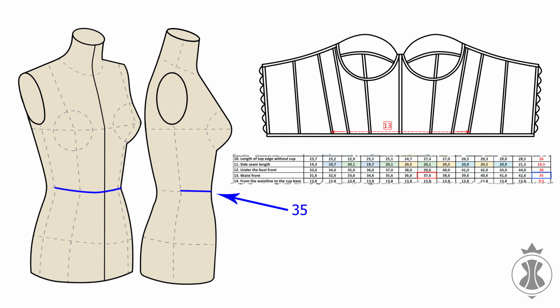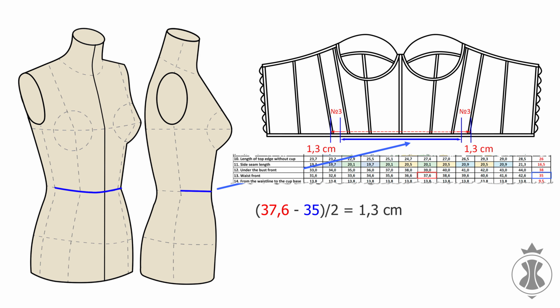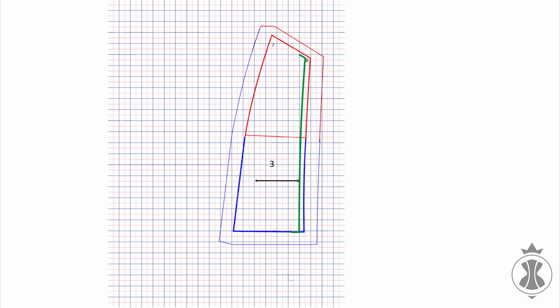We will do the same with the waist front measurements. 37.6 minus 35 divided by 2 equals 1.3 centimeters. Adjusting detail number 3, let's move to the side raw edge by 0.5 centimeters to make the detail smaller, and let's not forget to mark the top and bottom of this segment.